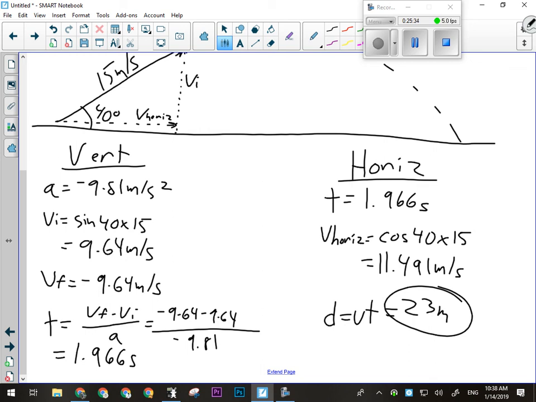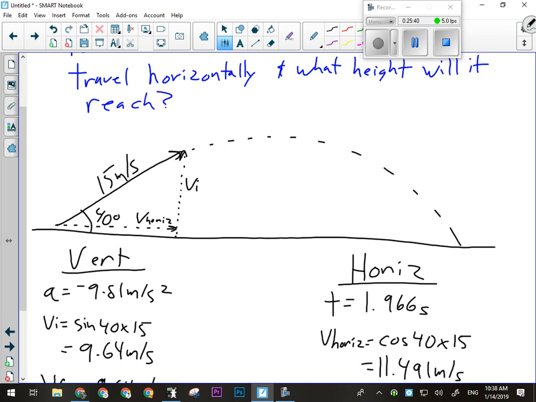The other thing that the question wanted us to calculate was the maximum height that the ball would reach. All right, so the maximum height occurs right here. How fast is the ball moving vertically at that point? 0. Okay? It is at the peak of its flight. It has been slowing down, slowing down, slowing down all the way to that point. So its velocity at that point is 0 meters per second.